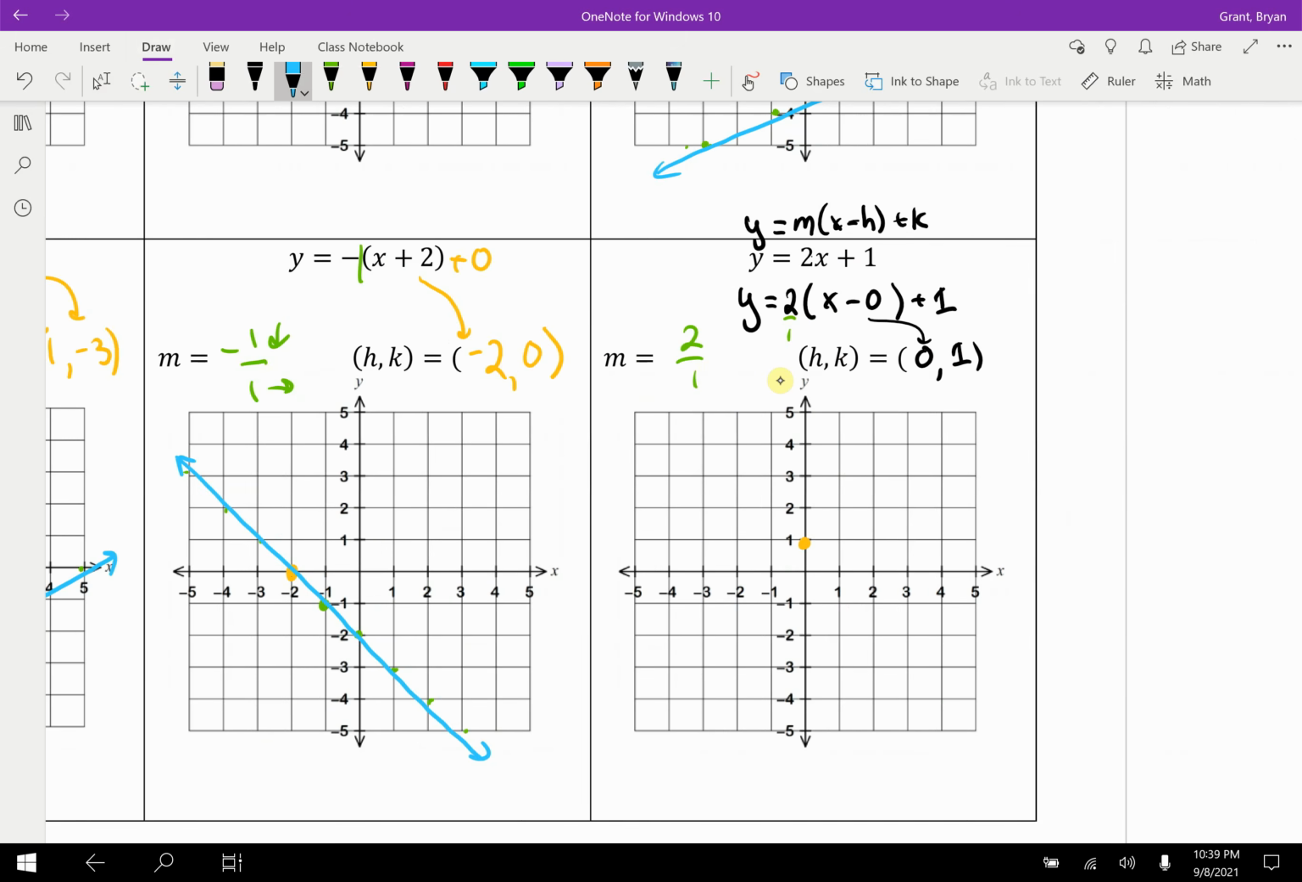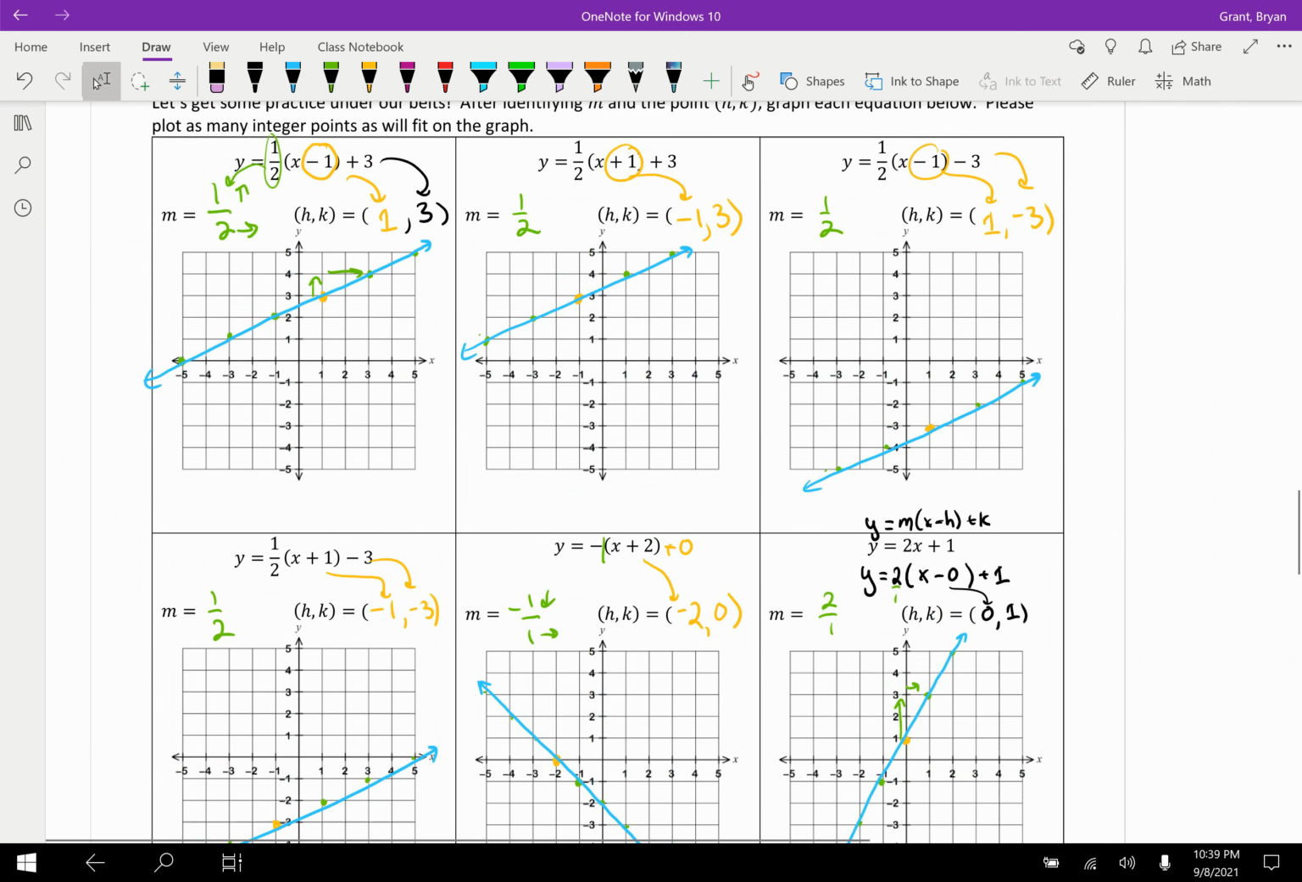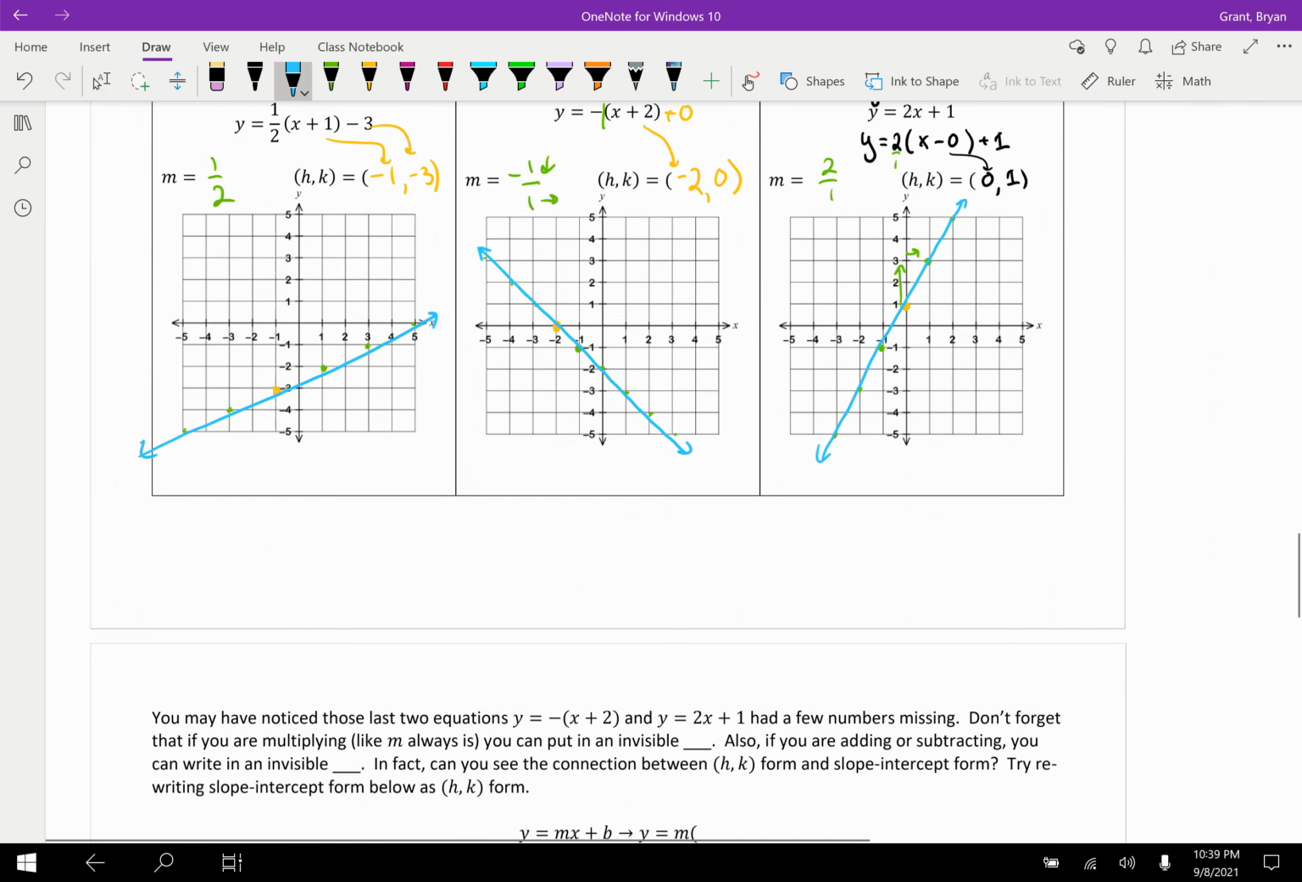Last one, we found our starting point kind of hidden in here. We're going to use the slope to go up 2 over 1 or back 1 down 2, like so. And we connect one last time. Awesome. You guys are doing great. If you're comfortable with this now, you've really done the important part for today. You've understood we have a form called HK form, which gives us the slope and a point. We are going to get some different practice in though, so stay with me.